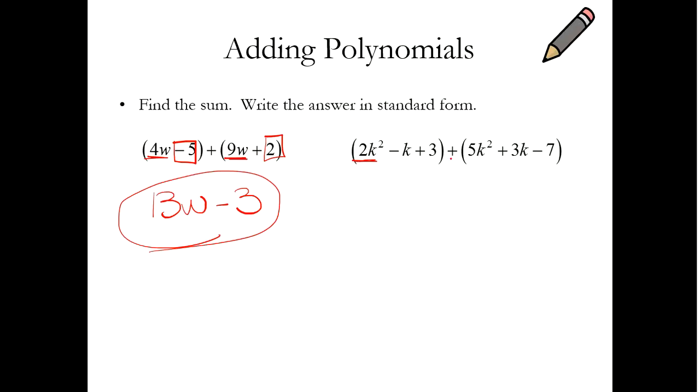Alright, let's find some like terms here. Looks like these guys are like terms, and then these guys are like terms. So I got 2k squared plus 5k squared. Well, that is 7k squared. Negative k plus 3k, that is 2k's. And then 3 plus negative 7, that is negative 4. And yes, guys, this is that simple. It is pretty quick, pretty easy. Just need to make sure you find your like terms before you add.